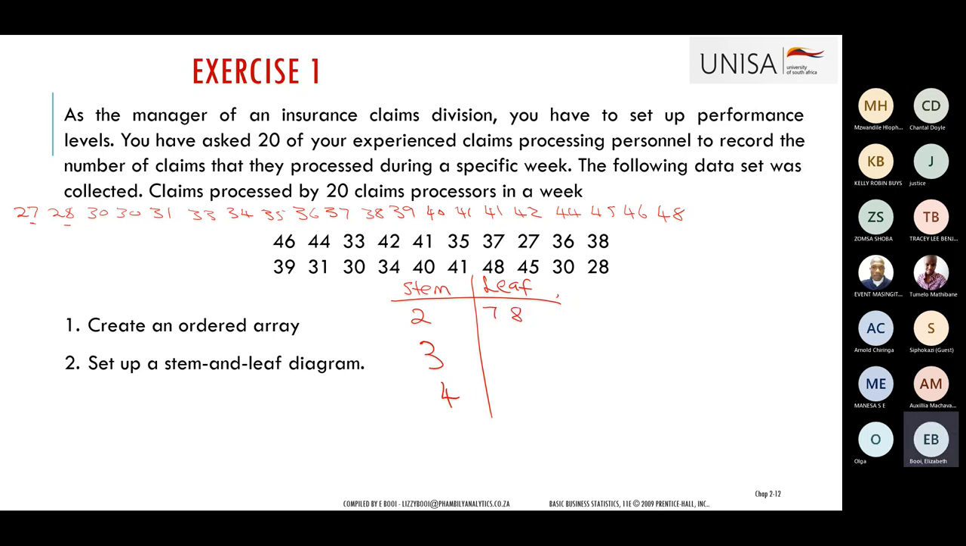27, 28. Every time you write the stem and leaf plot, keep in your mind that you're not writing 7 and 8, say 27, 28, so that you don't forget this. 30, 31, 33, 34, 35, 36, 37, 38, 39, and we have 40, 41, 42, 44, 45, 46, and 48. And that's how you draw a stem and leaf diagram or stem and leaf plot. Questions?